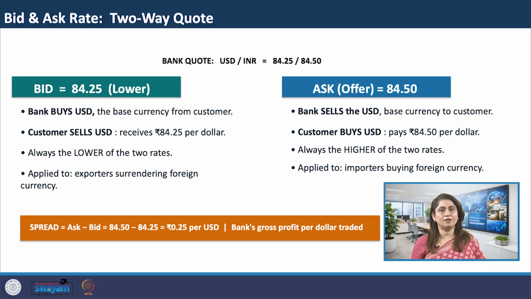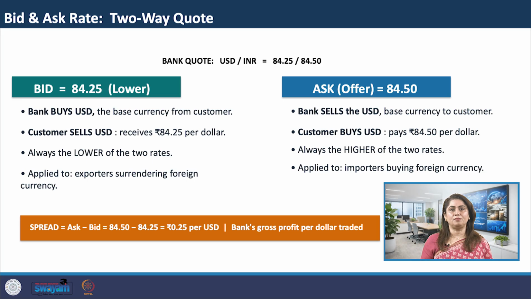Let me now give you a complete two-way quote and walk through it in detail. Here is the standard bank quote. USD INR is equal to 84.25 by 84.50. This is called a two-way quote. The bank is simultaneously stating both the bid rate at which it will buy and the rate at which it will sell. No negotiation required.